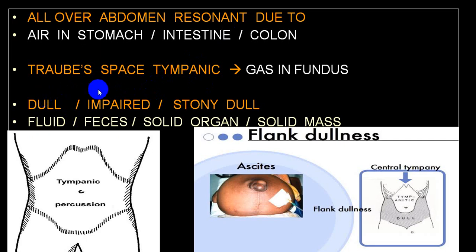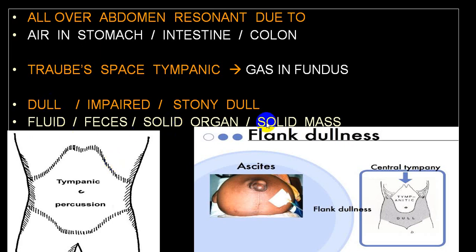You will get a dull note or impaired note or a stony dull. If there is a large quantity of fluid, you will get a stony dull. If there is free fluid, depending upon the quantity of fluid, you will have a dull note or a stony dull. Fecal matter impaction in the colon will produce a dull note in the left iliac fossa and left lumbar region. A solid organ like liver and spleen will produce a dull note.